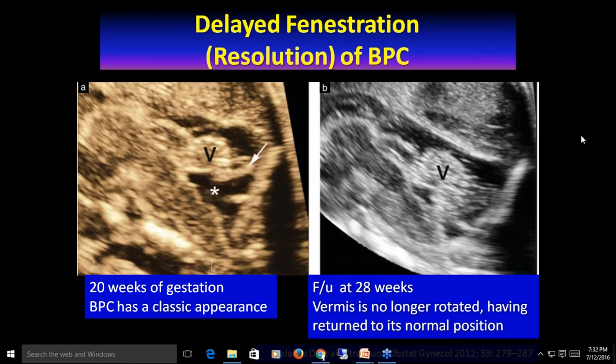This is an example of delayed fenestration or resolution of a Blake's pouch cyst. This is from the article that I talked to you about earlier by Palladini. At 20 weeks, this fetus had a clear Blake's pouch cyst showing all the classical configurations, such as the normal vermis, the connection between the fourth ventricle and the cisterna magna, and the mild rotation. The patient came back and was re-scanned at 28 weeks, and at that time the vermis was no longer rotated, having returned to its normal position.